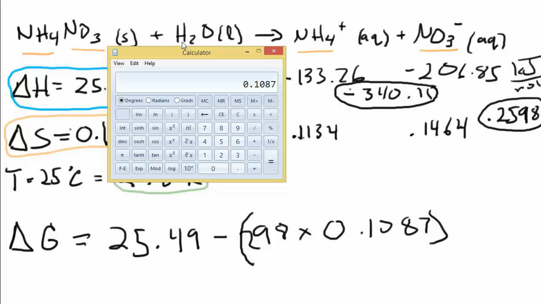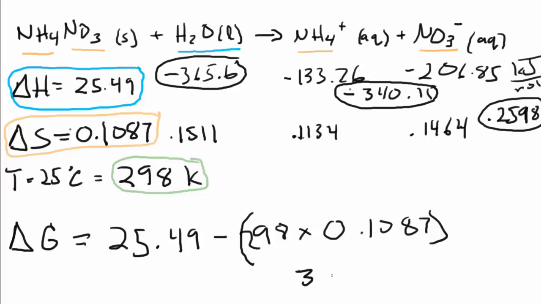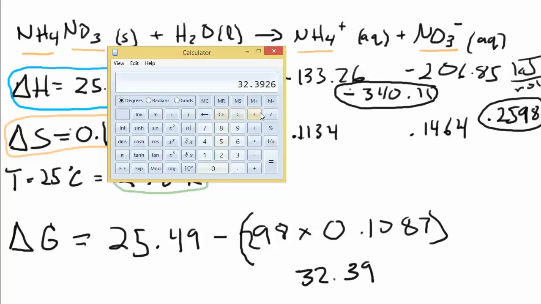All right, so not going to do that in my head. Bring my calculator back up, clear it out. 298 times 0.1087. So that's 32.39. Okay, so now it's just 25.45 minus 32.39. And we get negative 6.9. Negative 6.9, awesome.